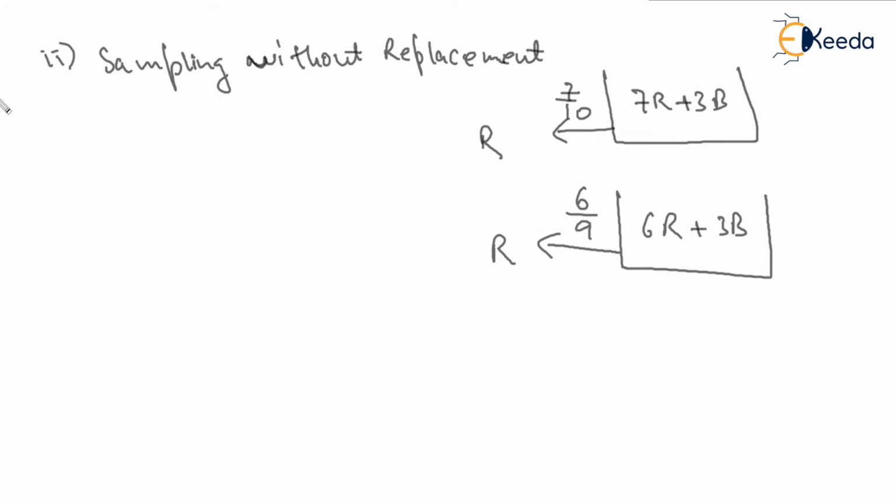So in this case, probability of getting red 1 and red 2 will be 7 by 10 into 6 by 9, which will be approximately 0.4667.